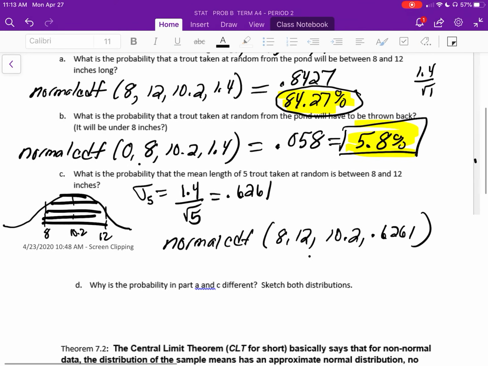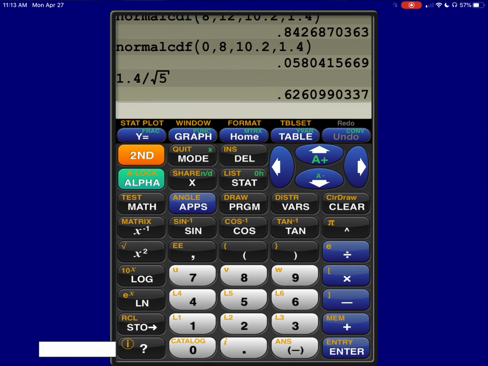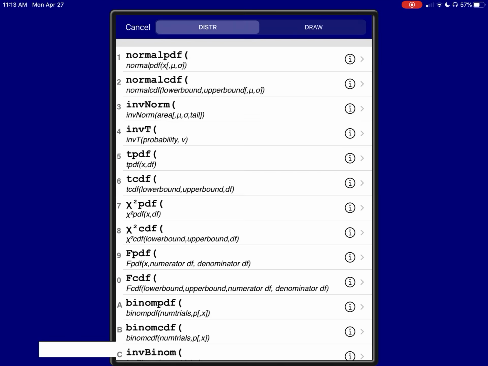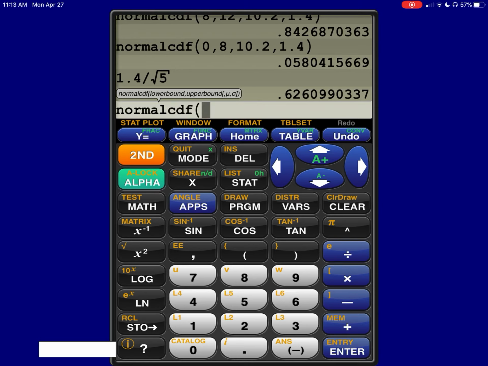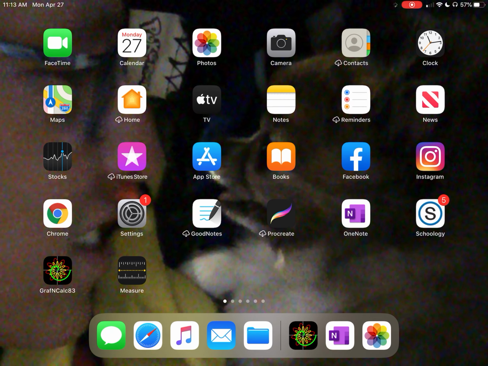What's going to happen to our probability? So again, we're going to do second bars. We're going to go from 8 to 12, 10.2. And then I have my answer right above there, 0.6261. Never clear your calculator because your answers are all stored up above. So that has a 99% chance. So by reducing that standard deviation, we actually increased our probability, 0.9977.